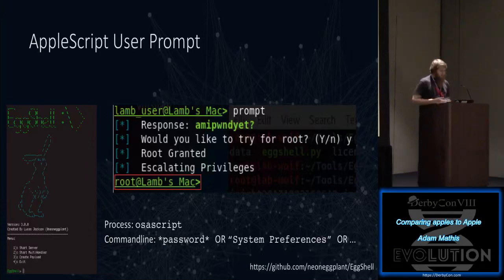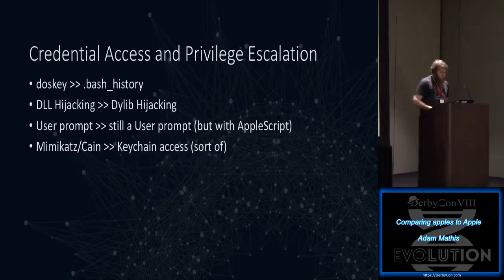So down here at the bottom, I have an idea for a detection: looking for osascript, anything in the command line that's focused on password, System Preferences, software update. Look for the things that an adversary would use to try to get somebody confused.